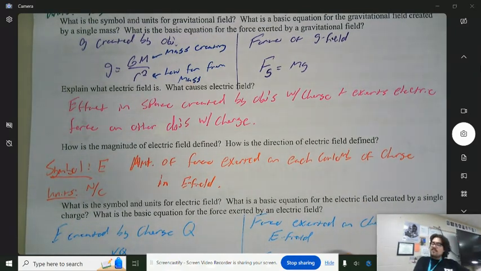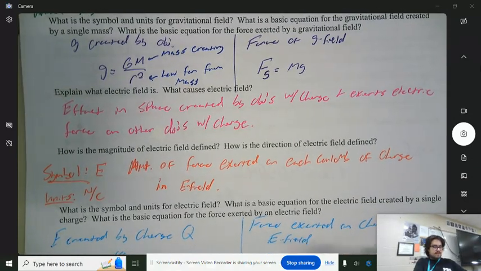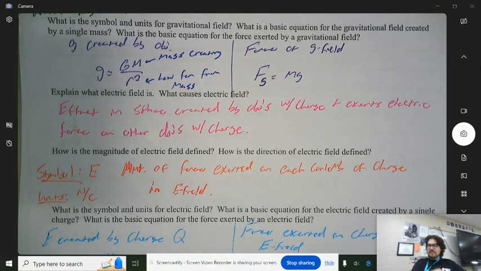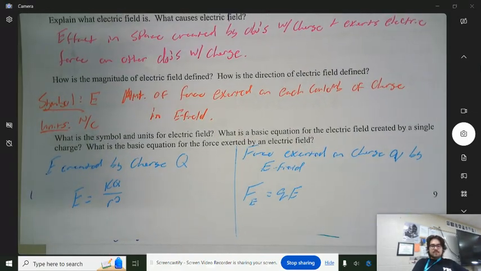So it's the same definition as gravitational field, but we replace it with more relevant words, right, for E field, for electric field and all that fun stuff, right? Okay, and then finally, the symbol and units for electric field.